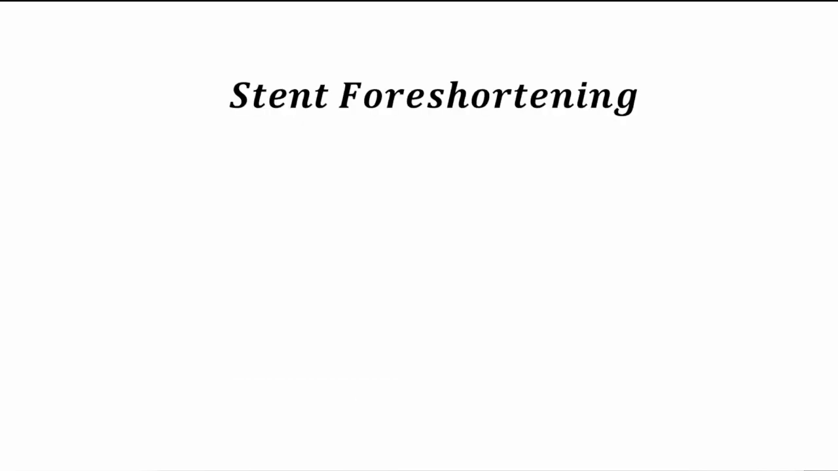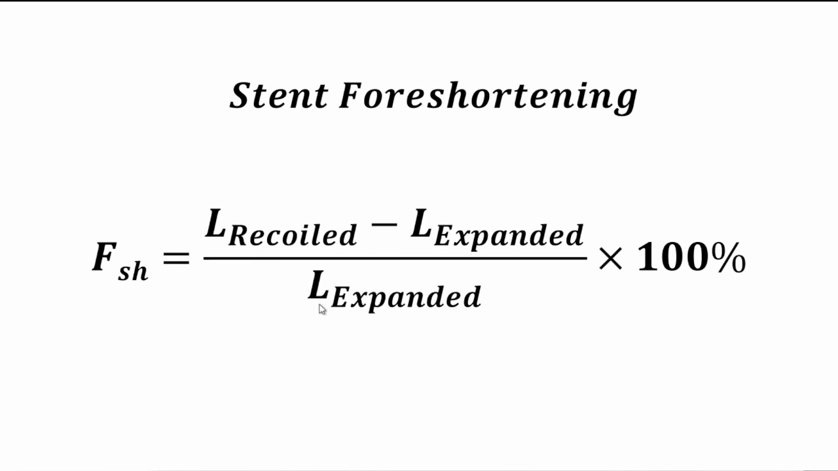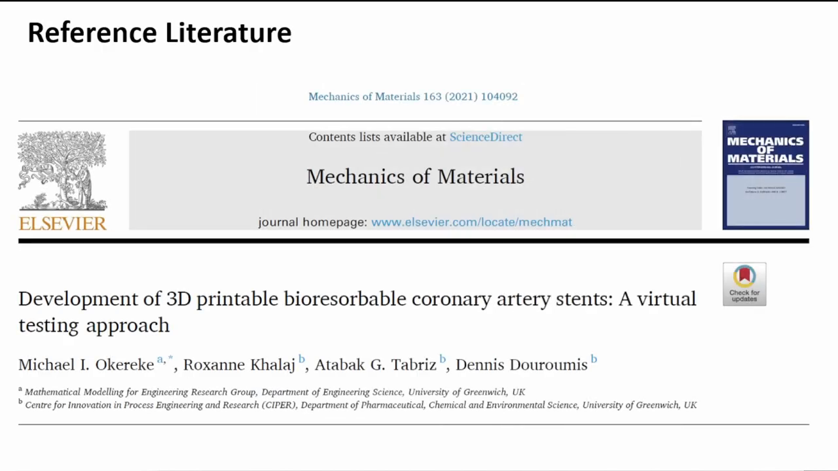Now the stent foreshortening as a parameter can be calculated using this equation, which says: the length in the recoil state minus the length in the expanded state, divided by the length in the expanded state. What this is basically trying to quantify is how much recovery of the length of the stent is achievable following the removal of the balloon during the stent deployment procedure. The reference literature that we're going to use is a publication of mine. If you can get hold of it, it will help you learn a little bit more about this.